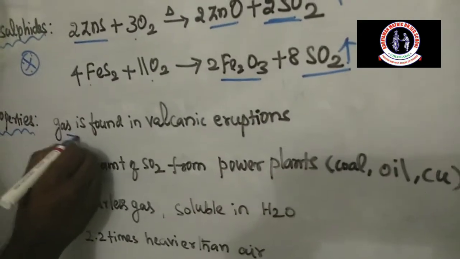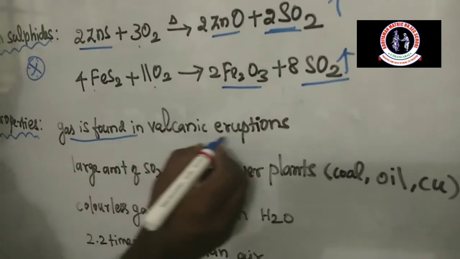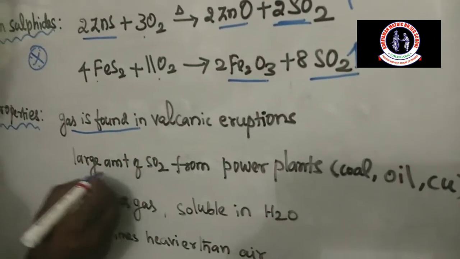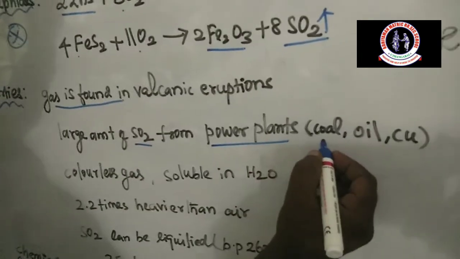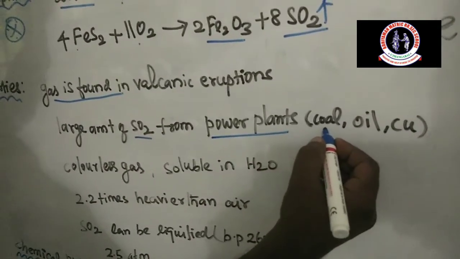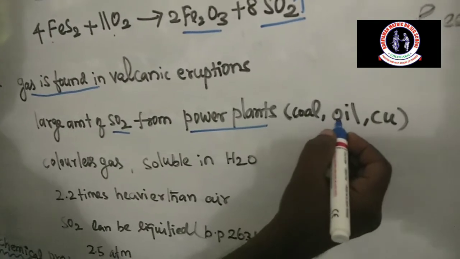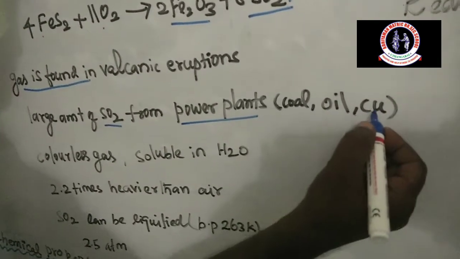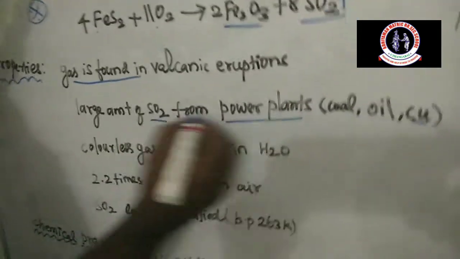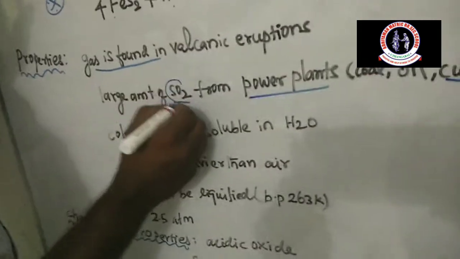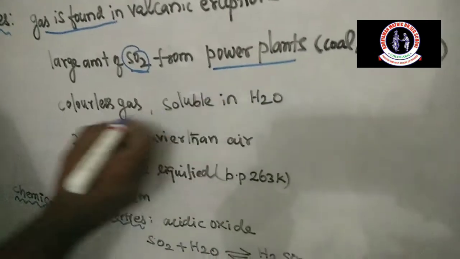Sulfur dioxide gas is found in volcanic eruptions. A large amount of sulfur dioxide comes from power plants. Many power plants are there: coal power plants, oil plants, copper plants. Excess sulfur dioxide is produced from the power plants.